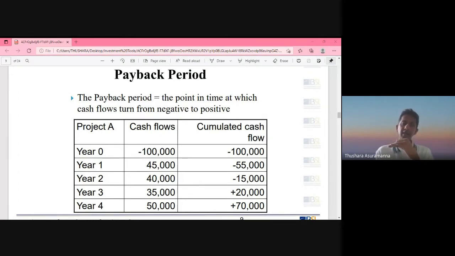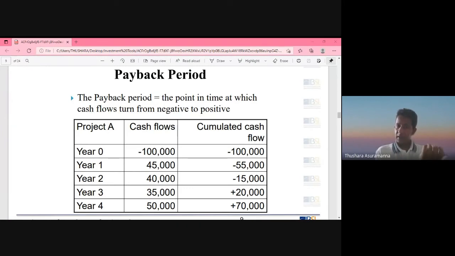Right? So then, can everybody attempt project B? Take the same route. Yes, Samindri. Either way is correct: 2.4 years or 2 years and 5 months. Samindri, you can use both versions. Both are correct. Either years, or you can say years and months.